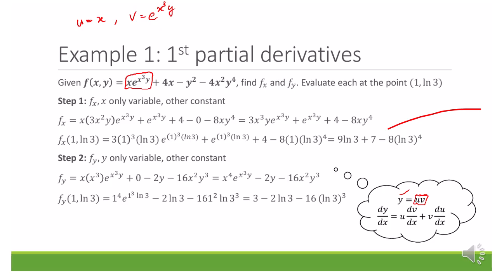What we need to do in step 1 is to find, okay, the question is find fx, which is the differentiation with respect to x, and fy, the differentiation with respect to y. First of all, step 1 is to differentiate with respect to x. That means we look only at the x variable. Others are constant. So for fx, we first differentiate in terms of u. Let's follow what is written here. We have u equals x and v equals e to the power of 3y.